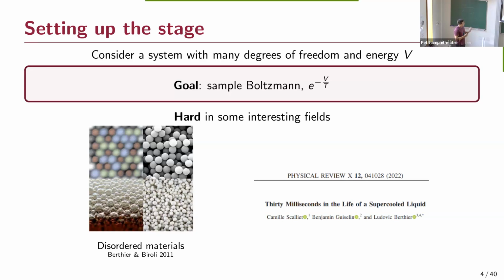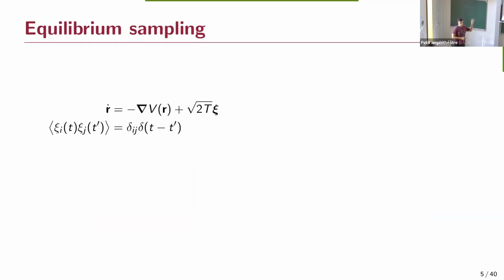So how to sample the Boltzmann distribution? I would just retake what Tony Lelièvre said on Monday. Well, one simple way to do it is to resort to an equilibrium sampling algorithm, like in this case, an overdamped Brownian dynamics, where you have your potential V, and you have degrees of freedom R in the dimension, and you simulate this overdamped Langevin dynamics.